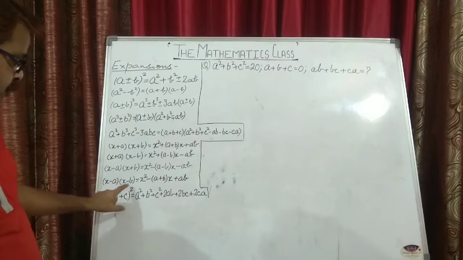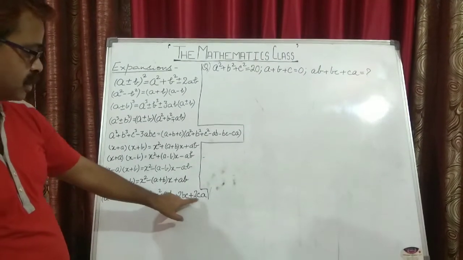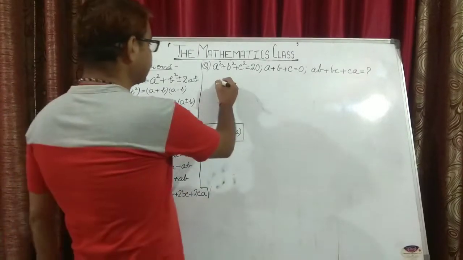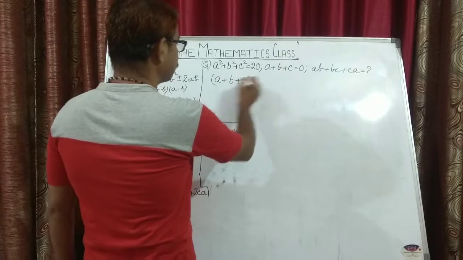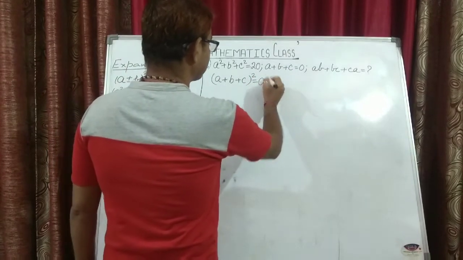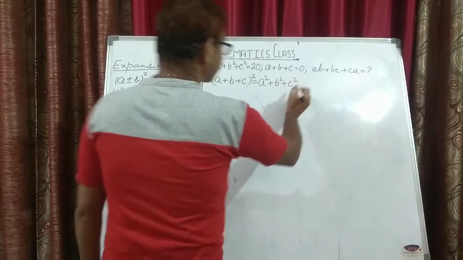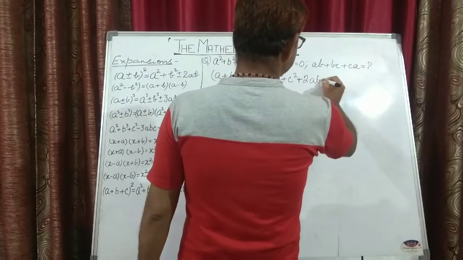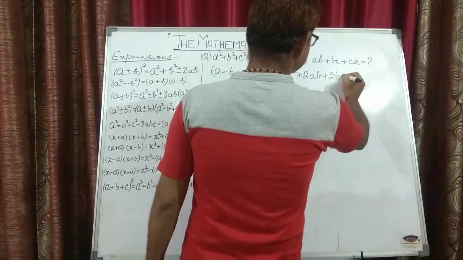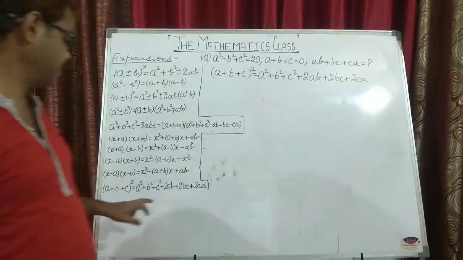(a plus b plus c) whole square is equal to a square plus b square plus c square plus 2ab plus 2bc plus 2ca. We know that (a plus b plus c) whole square is equal to a square plus b square plus c square plus 2ab plus 2bc plus 2ca. This is the identity, you can see.